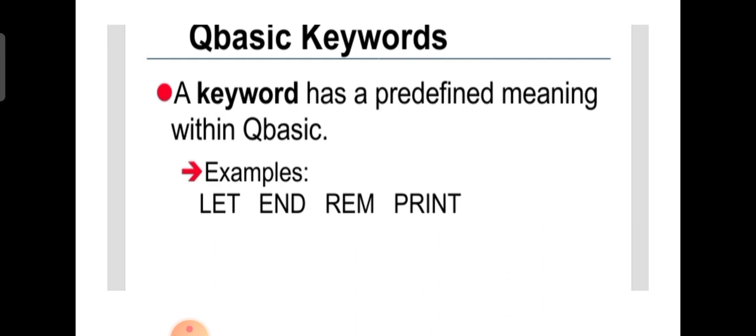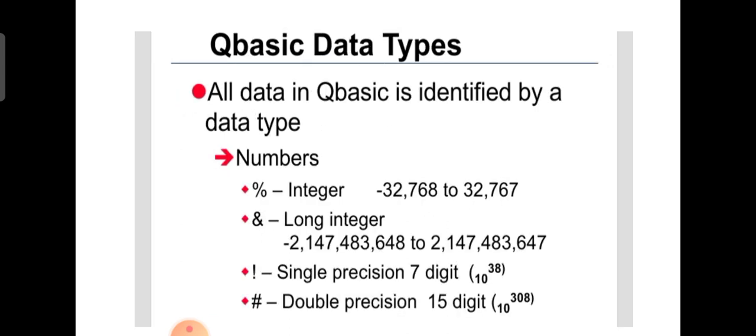Like the let command is used for inputting any value. The end command helps us to end our program. These are some examples of QBasic keywords. After that, let's come to our data types. When we write a program, the purpose of a program is to take some values as input, then we have to process it, and then we have to give a meaningful output. This is our IPO cycle. In this way your computer works.